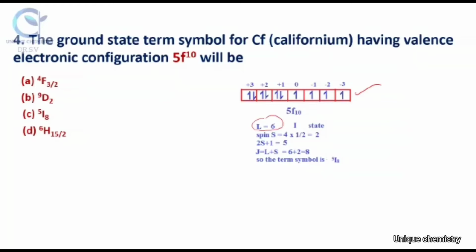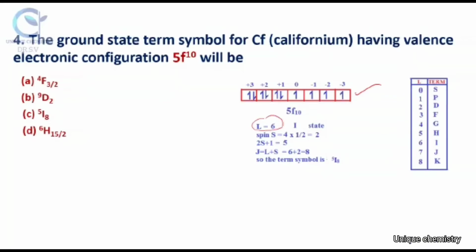So it is an I state. For L value 6, it is an I state. Now we have to calculate the spin. There are 4 unpaired electrons, so the spin value is 4 into 1/2, that is equal to 2. And the spin multiplicity 2S plus 1 is equal to 5.